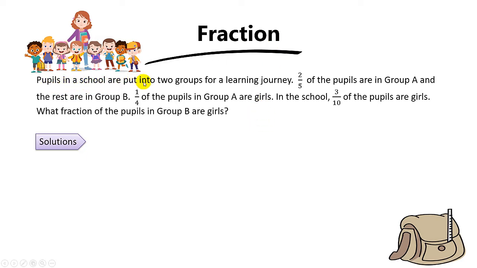Pupils in a school are put into two groups for a learning journey. 2/5 of the pupils are in group A and the rest are in group B. 1/4 of the pupils in group A are girls. In the school, 3 out of 10 of the pupils are girls. So what fraction of the pupils in group B are girls?